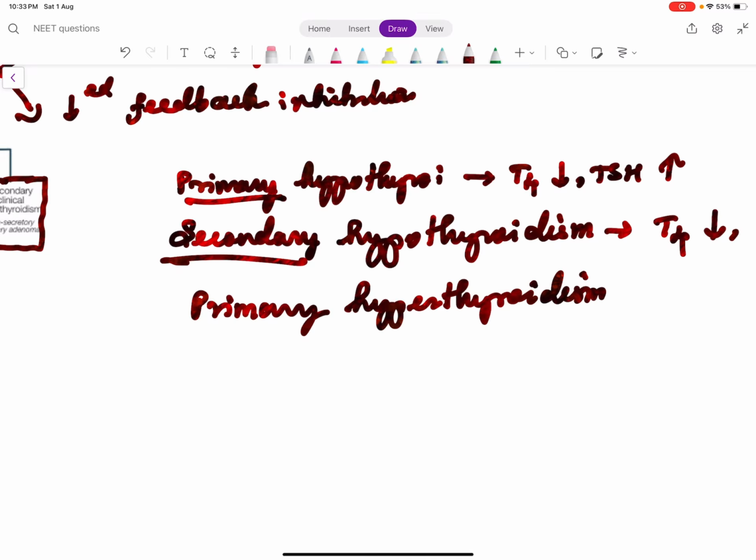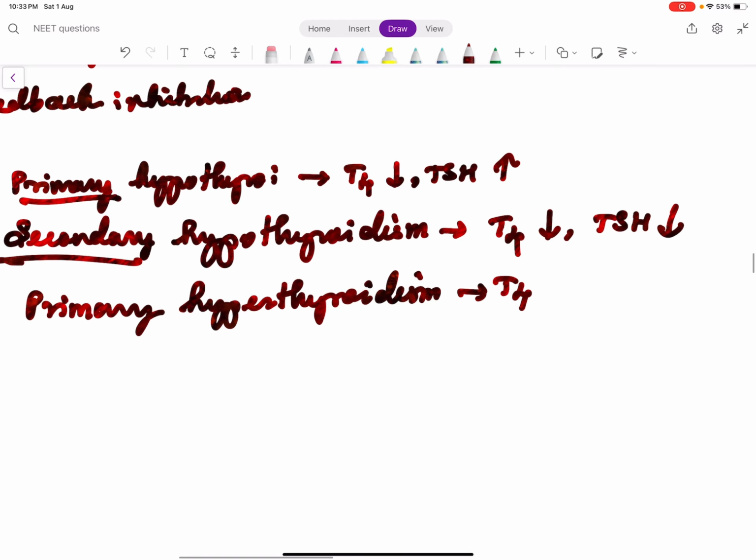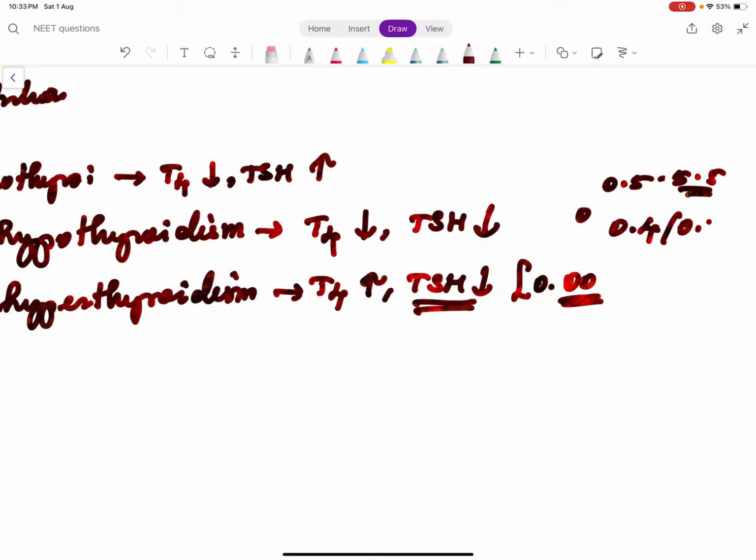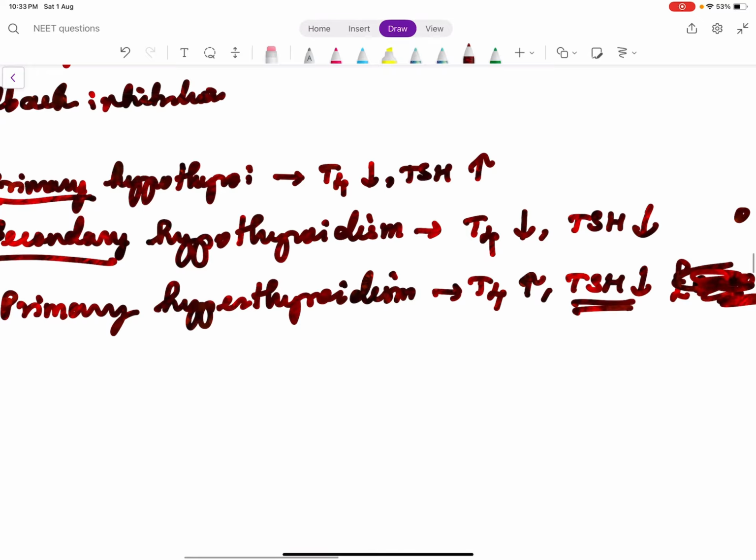Hyperthyroidism means T4 is high. Primary means the problem is with the gland. So TSH will be suppressed. Remember, this TSH suppression has to be around the 0.00 levels. Like if 0.5 to 5.5 is the normal range, 0.4 or 0.3 cannot be taken as suppressed. It should be 0.01 or 0.03 like that. Just a practical tip.